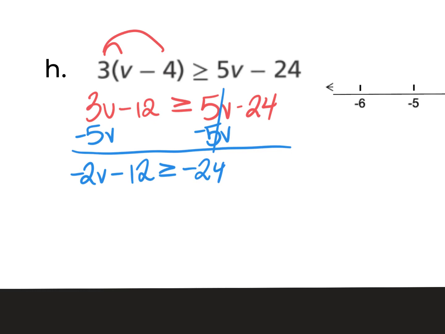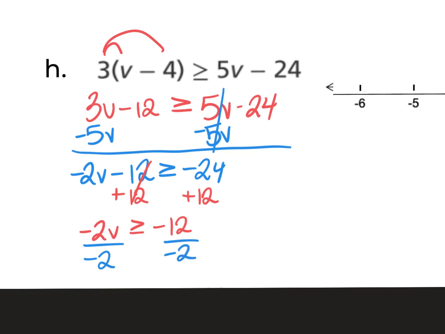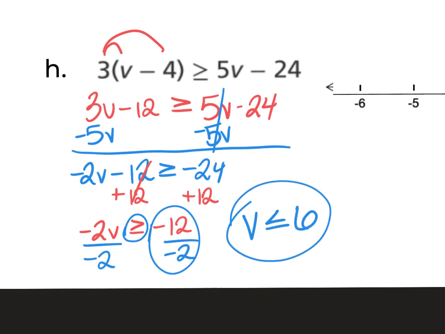All right, and so now, again, we're just down to a two-step inequality, so these are pretty easy to simplify down. So we're going to add 12 to both sides, so we're getting rid of our constant. We have negative 2v is greater than or equal to negative 12. Now, we're probably noticing that our coefficient is negative, and so we're going to divide by negative 2. The nice thing is on this side we'll get a positive value, but also when we divide by a negative, remember, we're going to flip our middle sign. So we get v is less than or equal to positive 6.